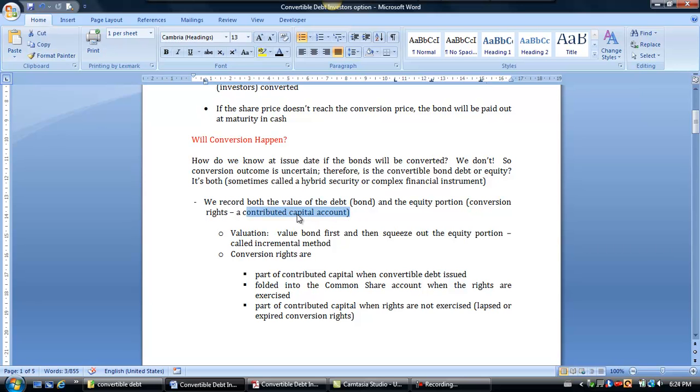So in contributed capital you have two types, right? You have your share capital, which is your preferred and your common shares, and then you have your other contributed capital, and the conversion rights would be part of that other contributed capital.